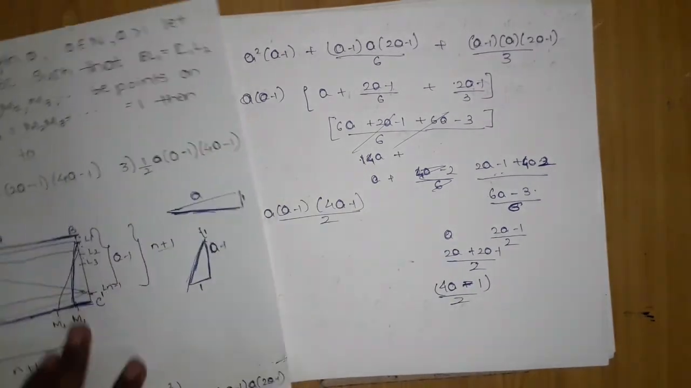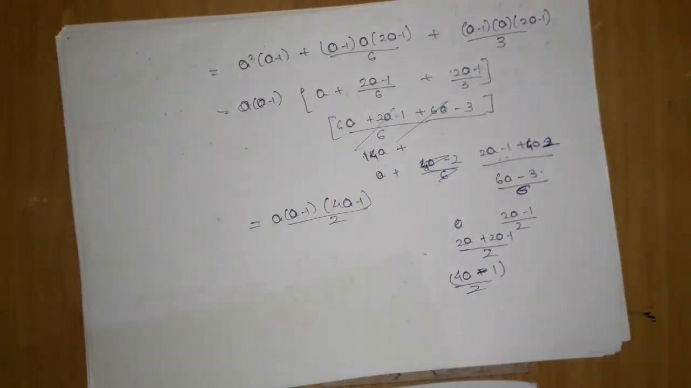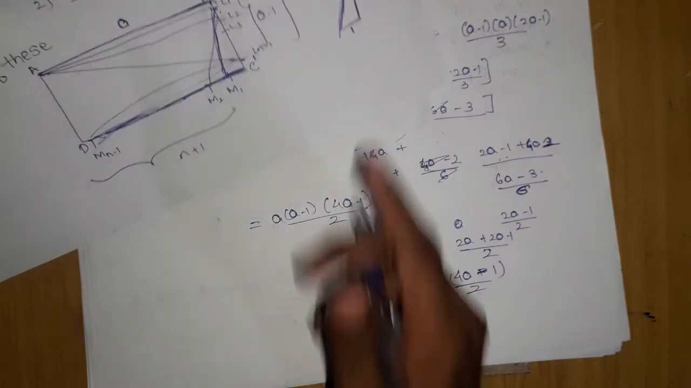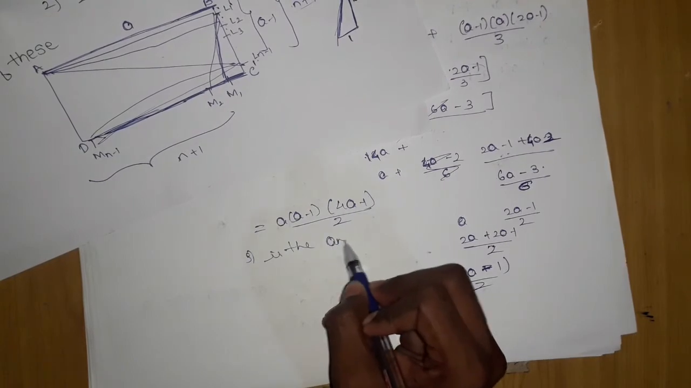Which you can see, is there any option? I guess our answer is wrong. 4a, okay, 2a. Yes, the third is the answer. So it was a very difficult question.